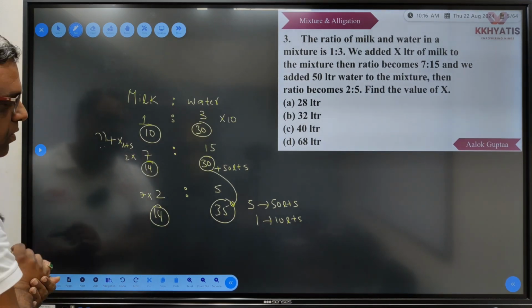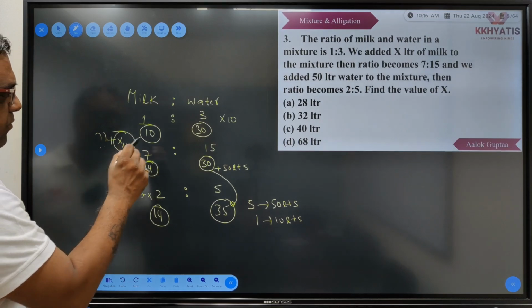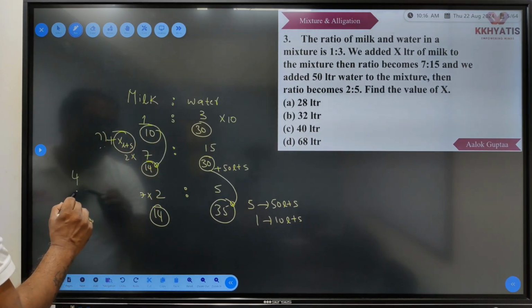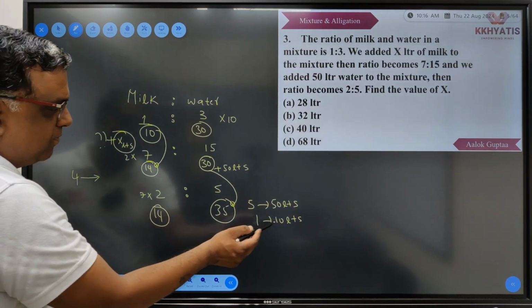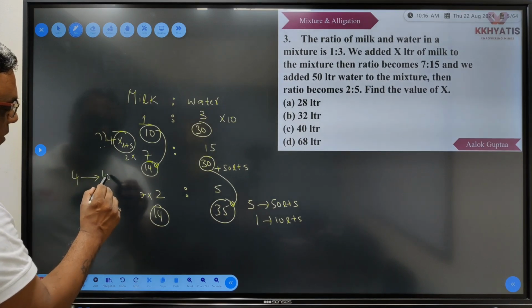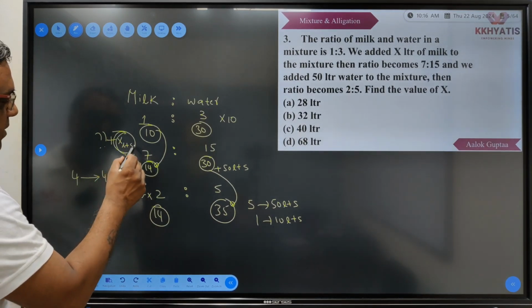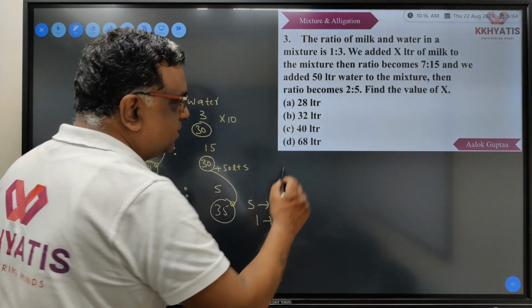Correct? So now I want to find the value of X. So from 10, milk became 14, which means 4 was added. What is the value of 4? The value of 1 is 10, so the value of 4 should be 40 liters. But this 40 liters is nothing but X. So the value of X is 40 liters. 40 liters is the answer.